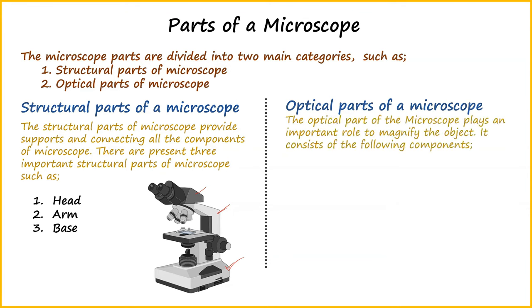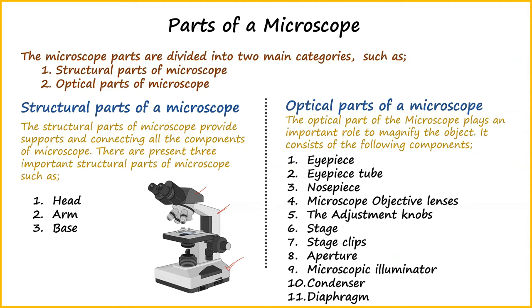Now come to the optical parts. The optical parts of this microscope play an important role in magnifying the object. It consists of the following components. These are the components you can see. We'll discuss all these components now.